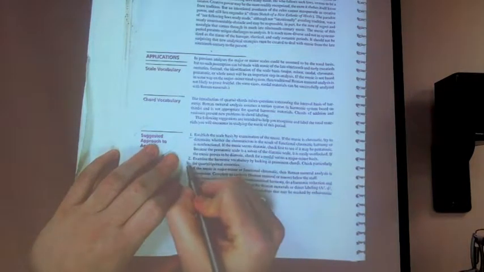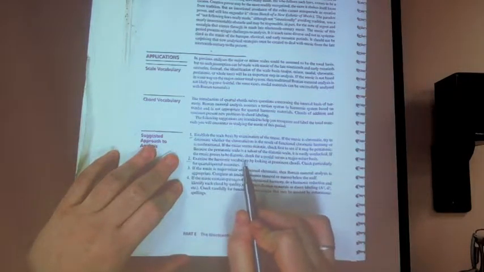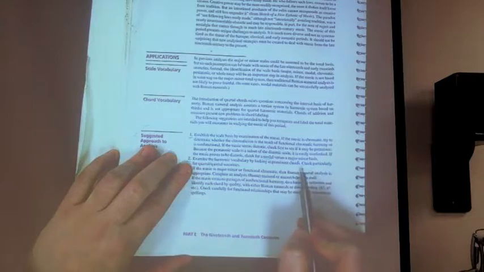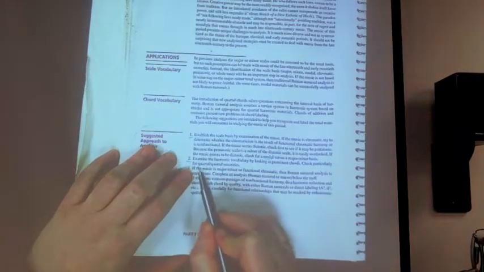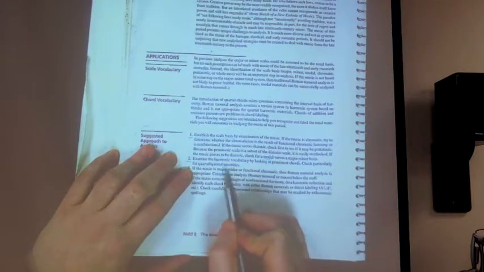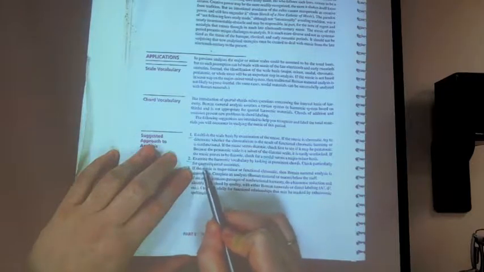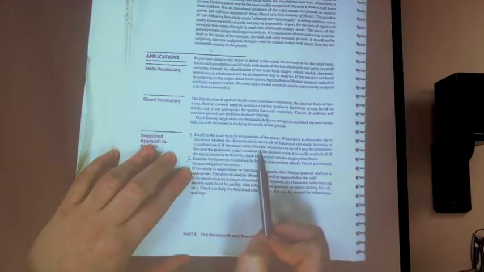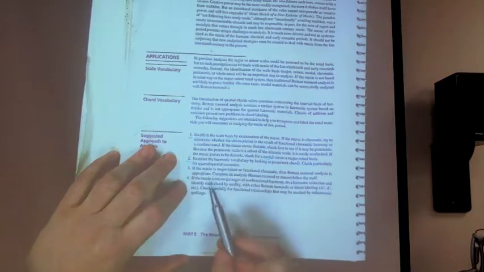Number 2, examine the harmonic vocabulary by looking at prominent chords. Check particularly for quartal and quintal sonority. Look for those chords that seem a little bit too spread out. They're not built in thirds. That's a good clue that you're not in your traditional diatonic system.